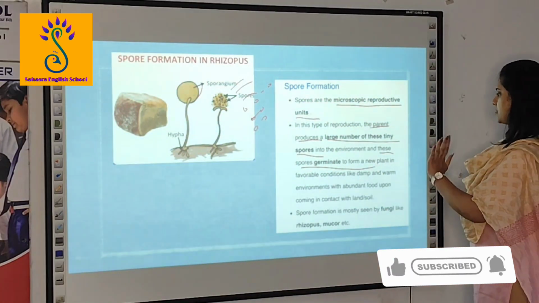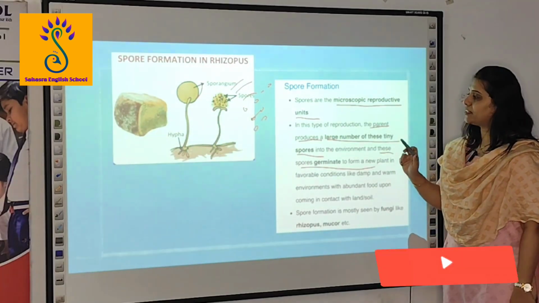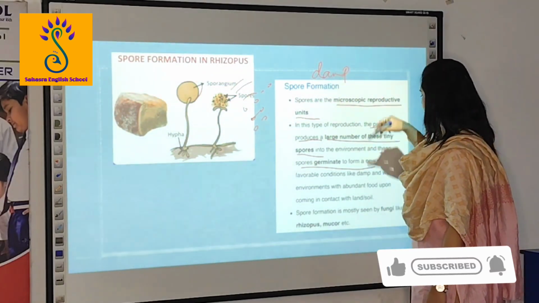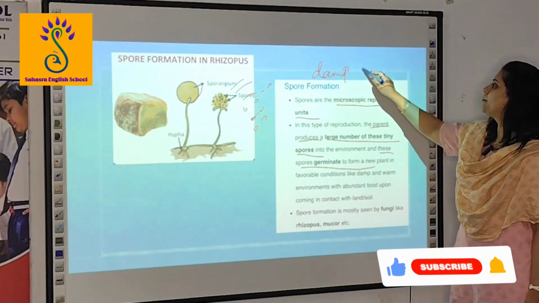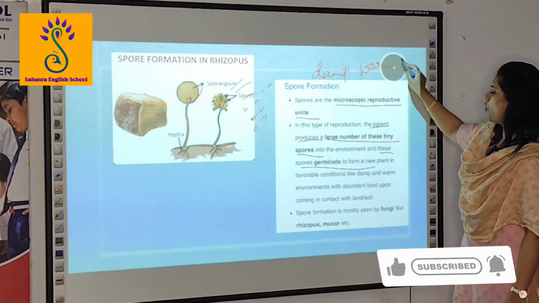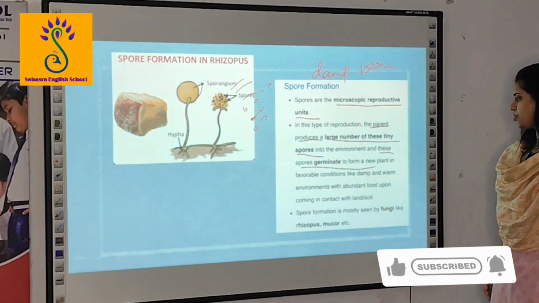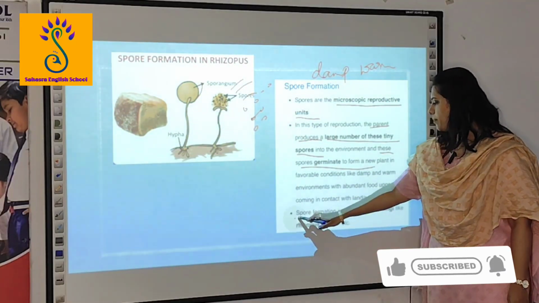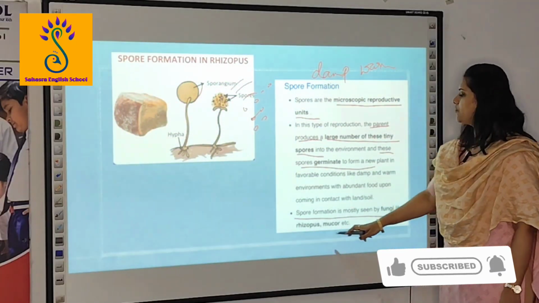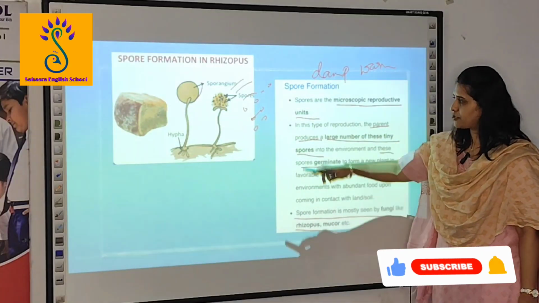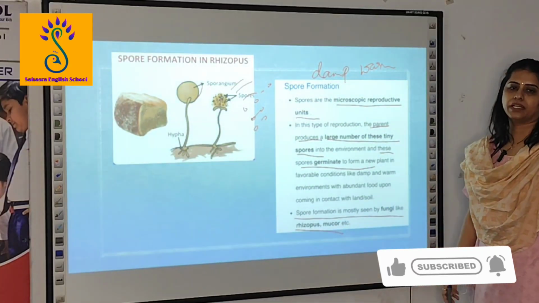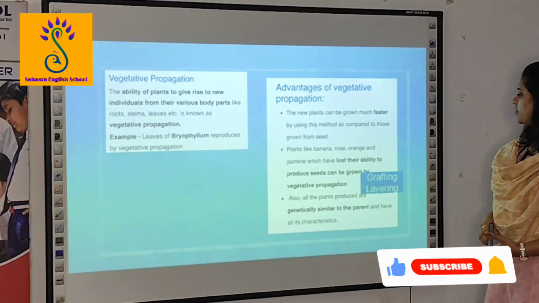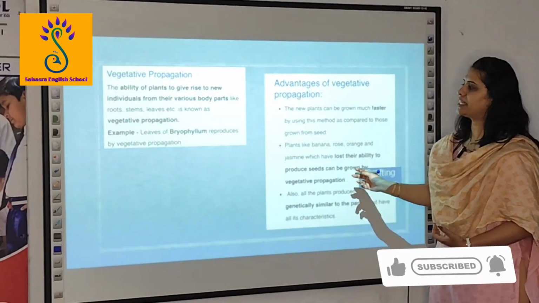The climatic condition should be damp, wet, moist and warm. Spore formation is mostly seen in fungi like Rhizopus and Mucor.